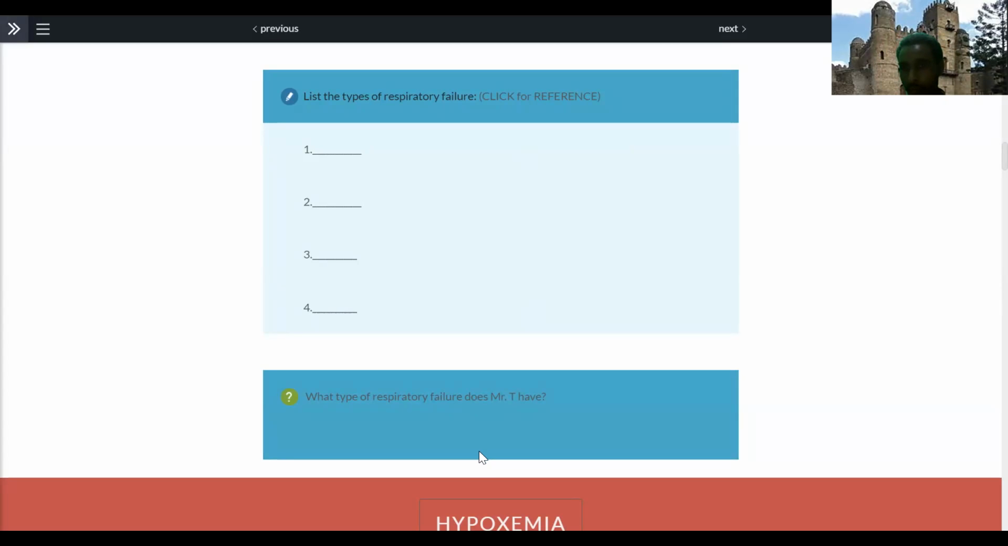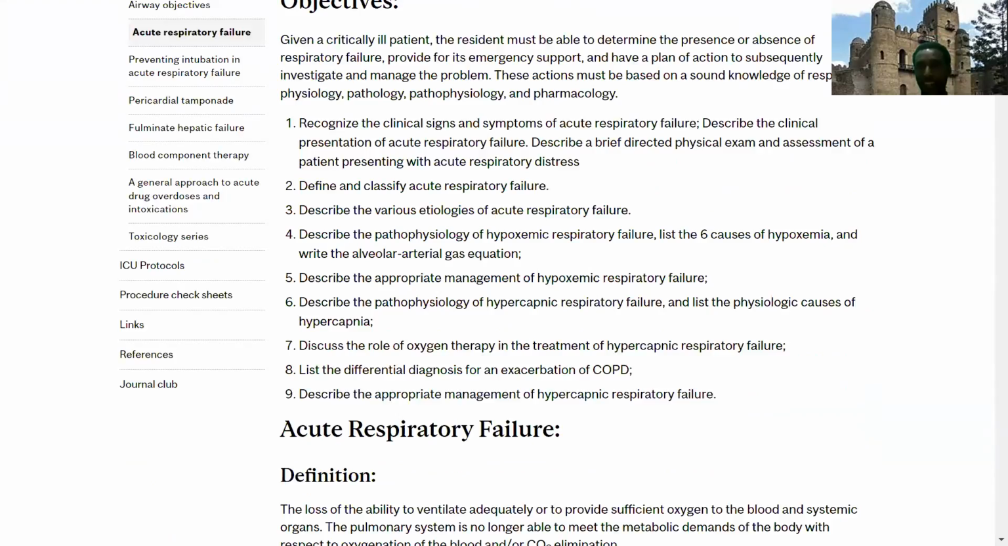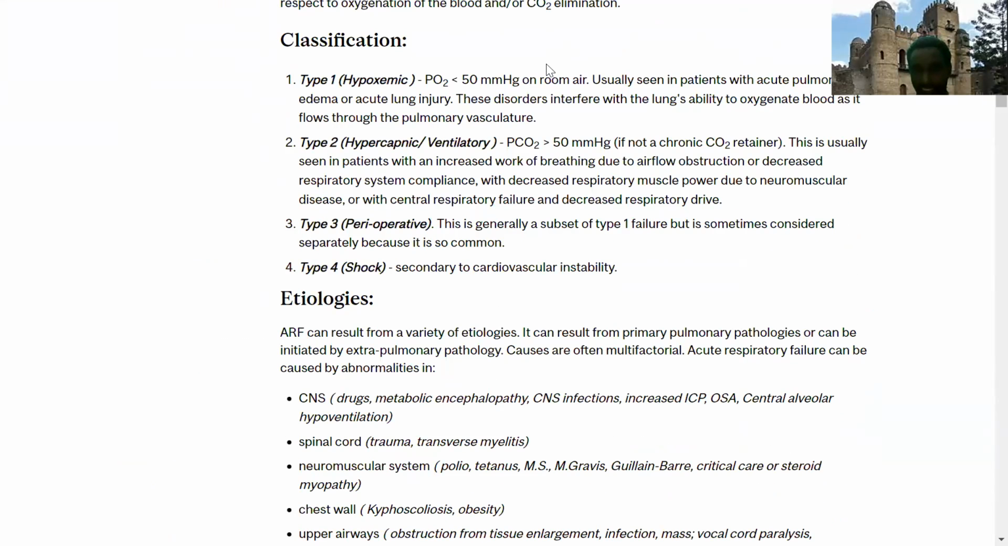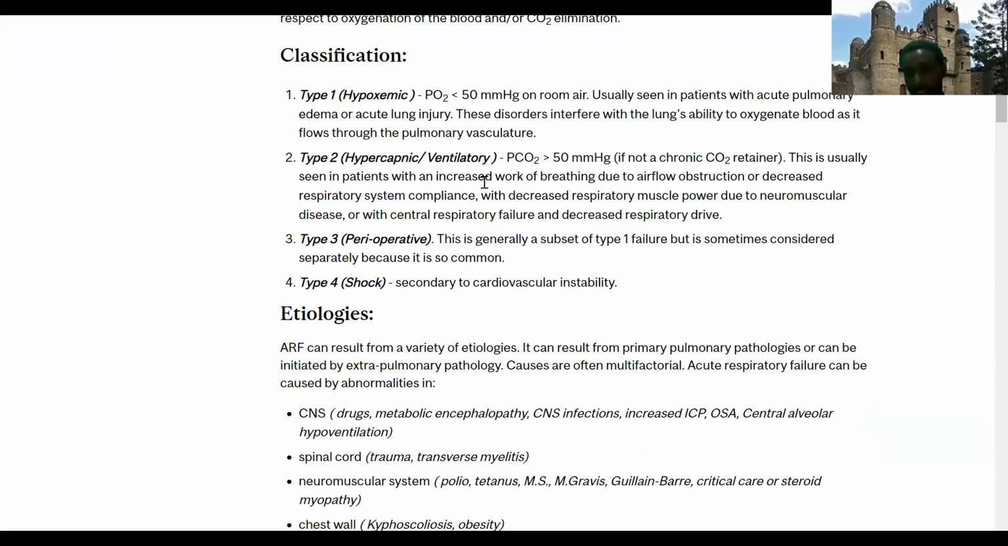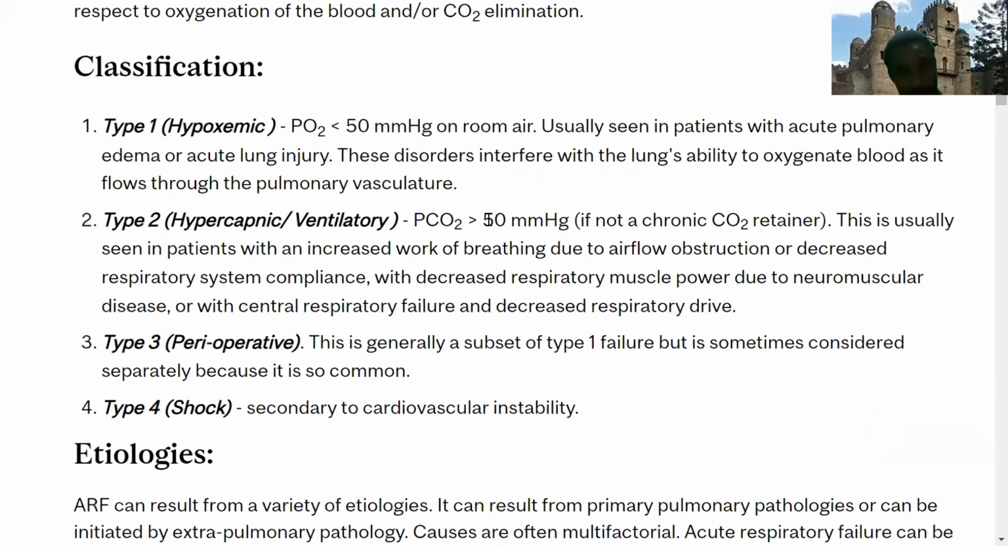Type 2, type 3, type 4. Almost 40 seconds. Yes, thank you for your participation as well. Some of you have mentioned them by names. Yes, there are basically 4 types of acute respiratory failure.